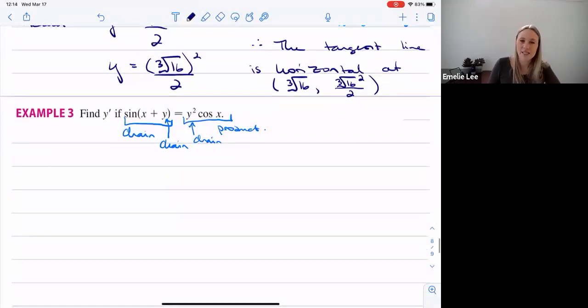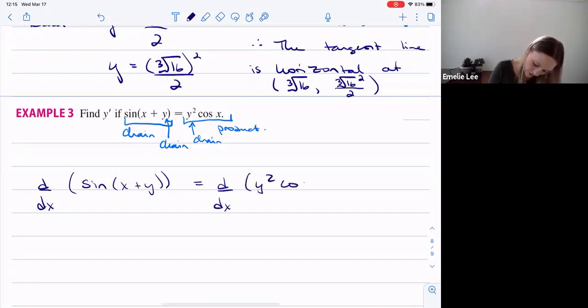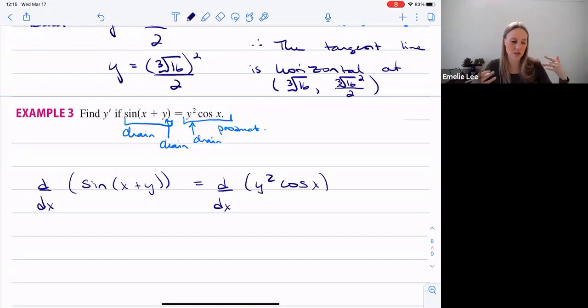Again, just to indicate that what I'm about to start doing is finding the derivative, not just manipulating this function, I will start with d dx, wrapped around this whole thing, sine of x plus y, on both sides, is d dx of y squared cos x. Because once I've said that, then after that, it's assumed that I'm actually finding the derivative.